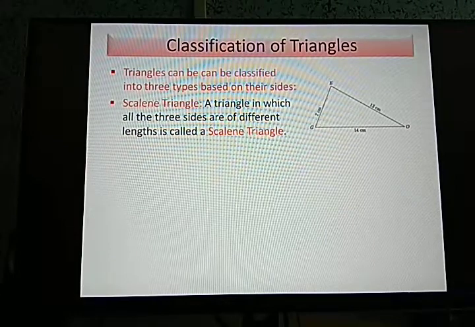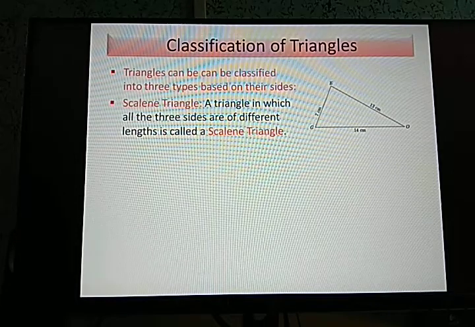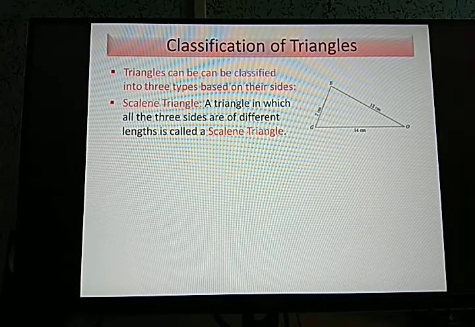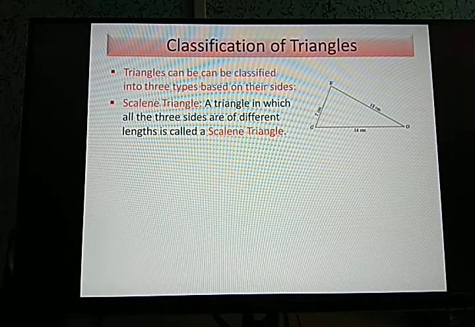So you can see here, EGO is a triangle. So here in this triangle, the lengths of the sides are different. The side EG length is 7 cm, the side GO length is 14 cm, and the side OE length is 13 cm. So in this case, where all the three sides have different lengths, we can say such a triangle is a scalene triangle.